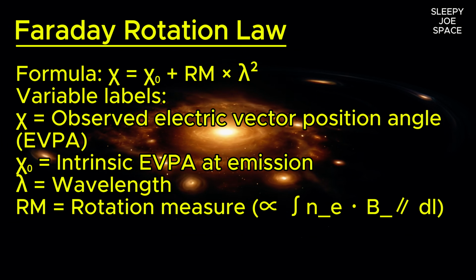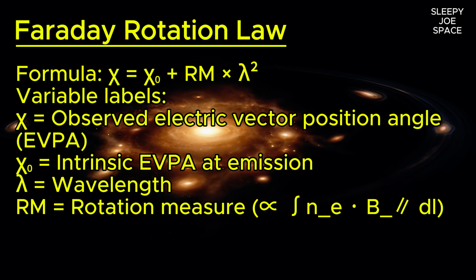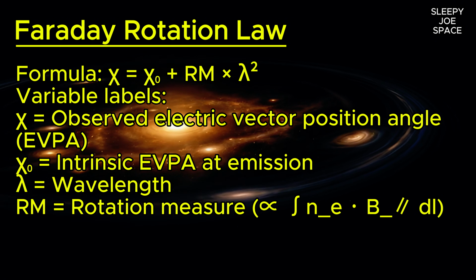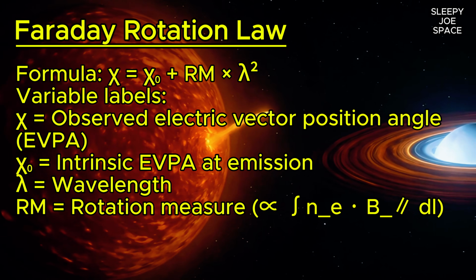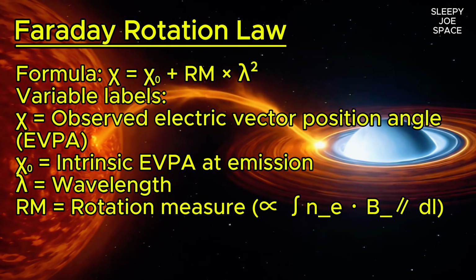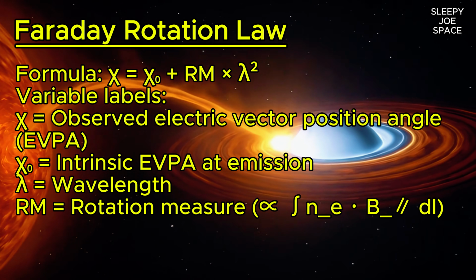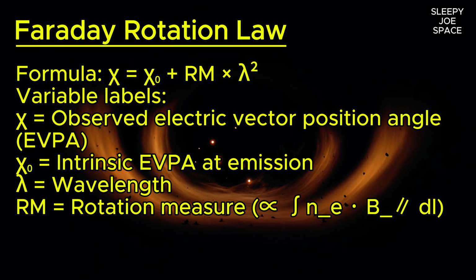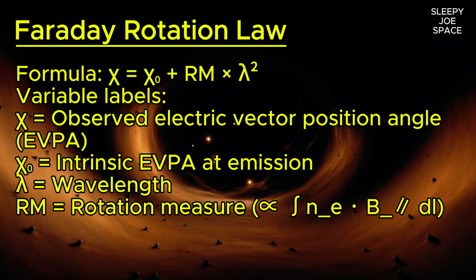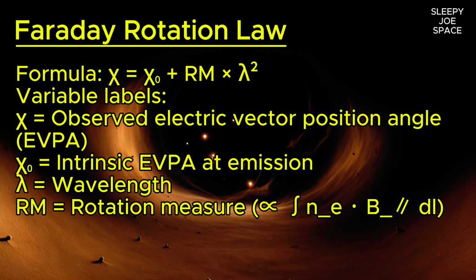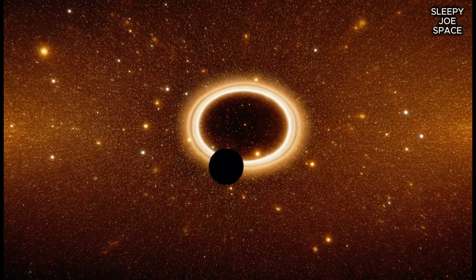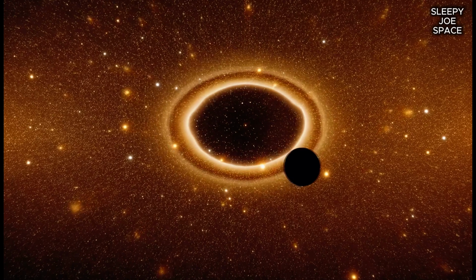The Faraday effect adds another layer of complexity to what "not black" means observationally. As polarized radiation passes through magnetized plasma, the electric vector position angle, the EVPA, rotates. The rotation follows a wavelength squared law, chi equals chi_0 plus RM times lambda squared. Chi is the observed EVPA. Chi_0 is the intrinsic EVPA at emission. Lambda is the wavelength. RM is the rotation measure, a quantity proportional to the integral of the electron density times the line of sight magnetic field component along the path. The full expression, RM, is proportional to the integral of n_e times B_parallel over the path length.